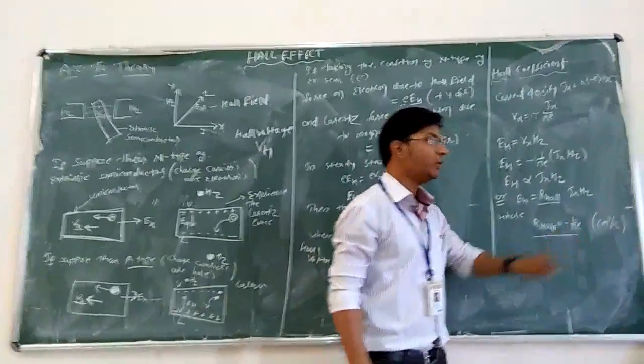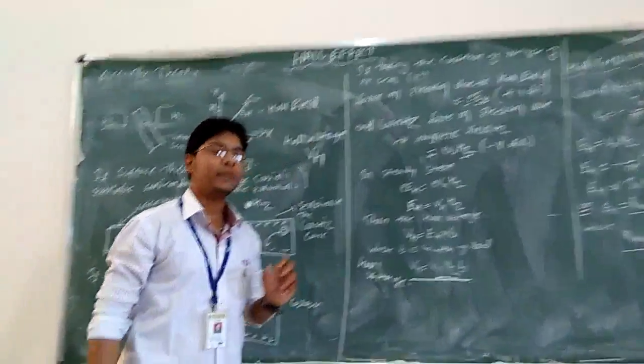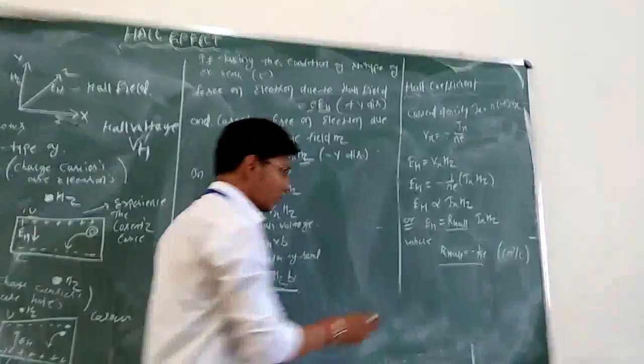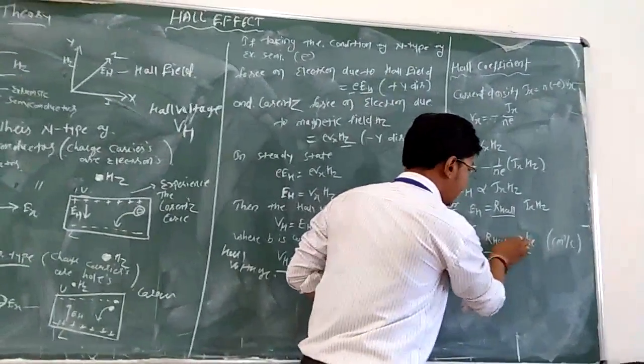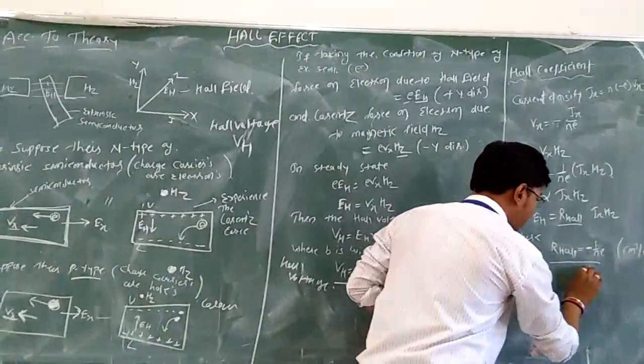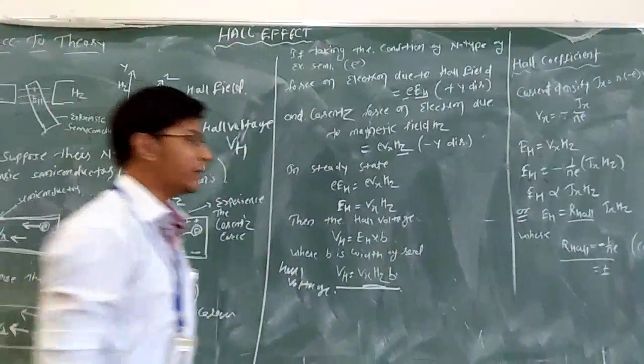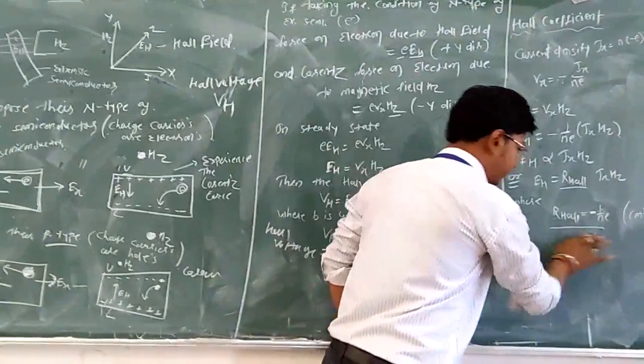If it is positive, that means the charge carrier in the extrinsic semiconductor is positive. If the value is negative, that means the semiconductor is n type. If the value is positive, that means the charge carriers are holes and the semiconductor is p type.